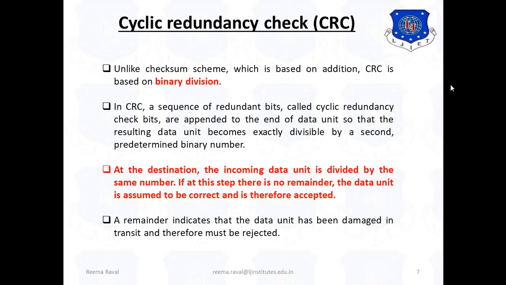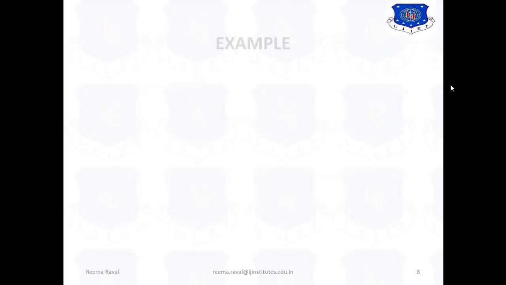That means after the binary division, the remainder should be 0. If the remainder is non-zero, it indicates that there is an error in the received data bits. And if the remainder is 0, the data received is correct. Okay. Let us see the example for that.